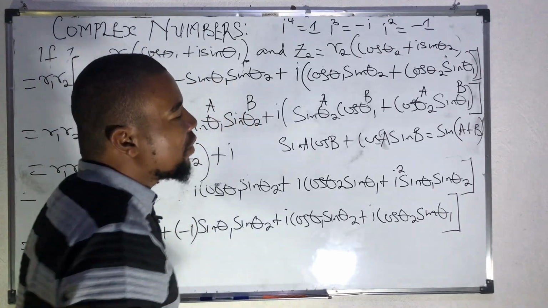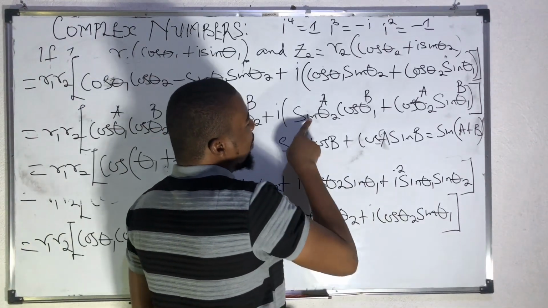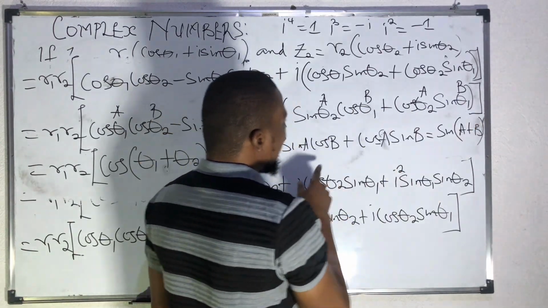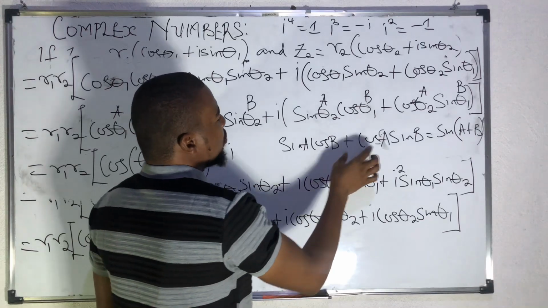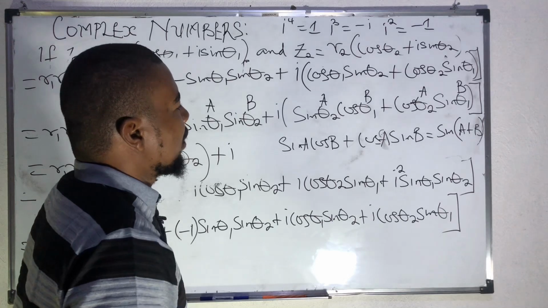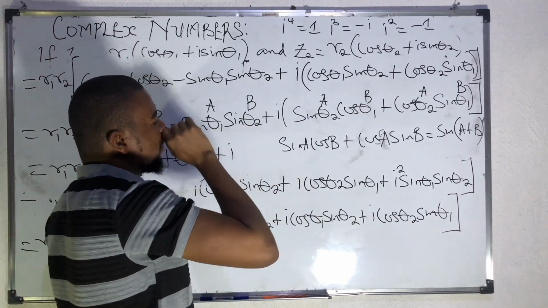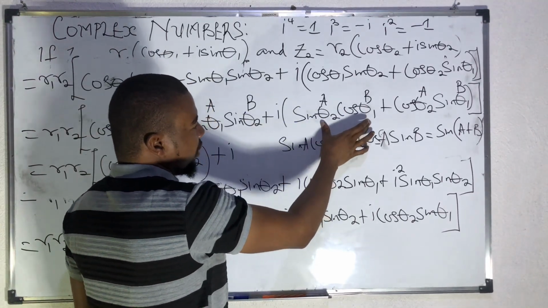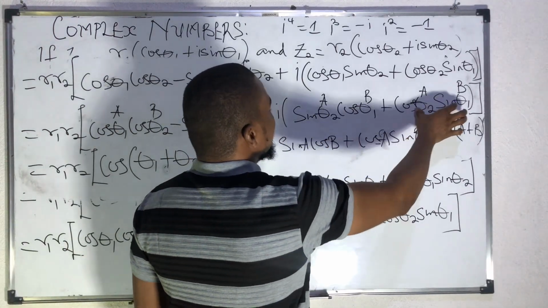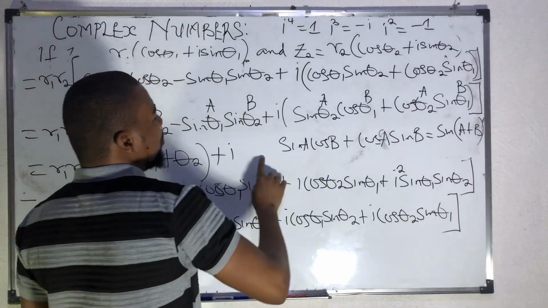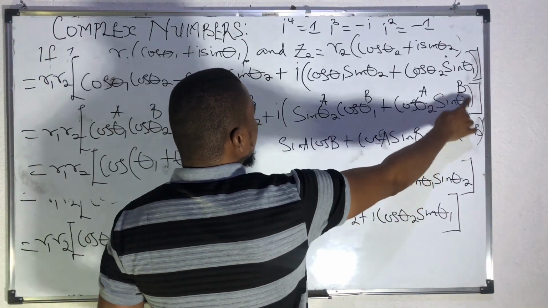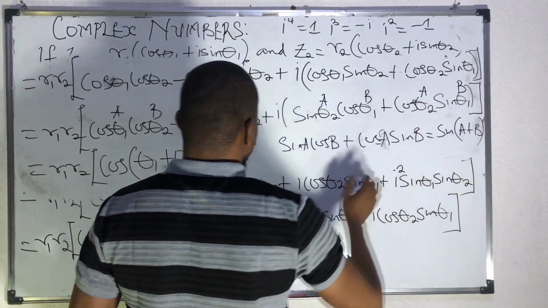So this can be related to something like this. We have sine A cos B plus cos A sine B is equal to sine(A plus B). Now, we've seen that here we have sine theta 2 cos theta 1 plus cos theta 2 times sine theta 1. It is related to everything here. So that means that we're going to replace all this expression here with something like this. Let me show you what that means.